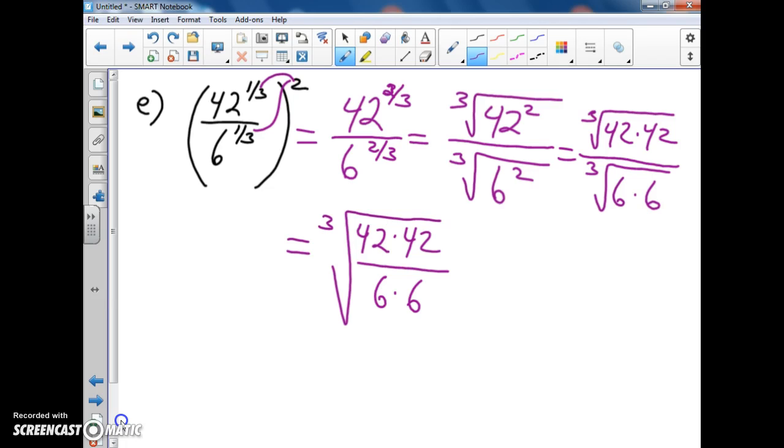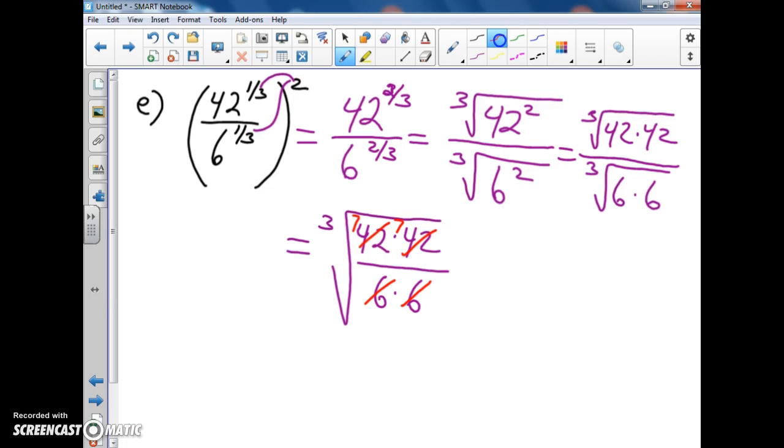All right, now, here's the thing. Do you see what to do now? It's common sense stuff. 42 divided by 6? Yeah. Why not? That makes sense. What's 42 divided by 6? It's 7. Okay, look what you got now. What can you write down now? The cube root of 7.